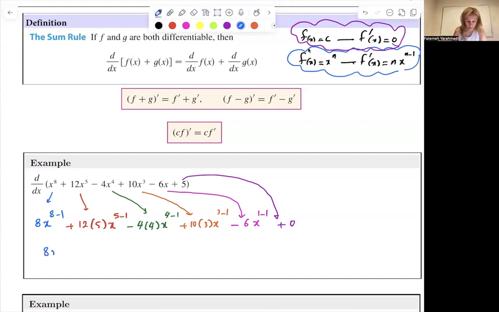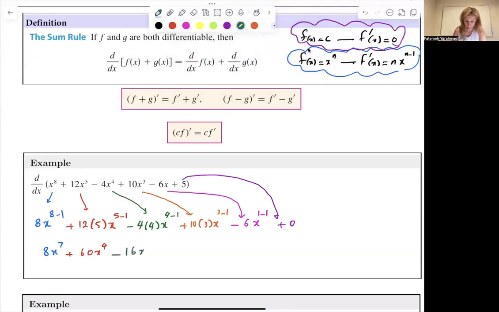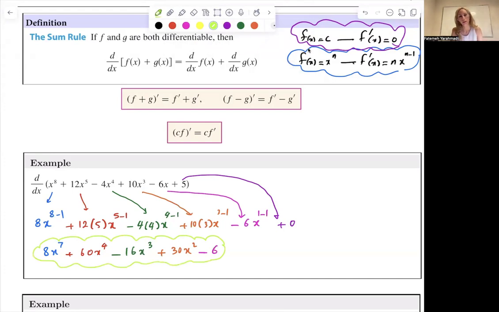You get 8x to power 7 plus 60x to power 4 minus 16x to power 3 plus 30x squared minus 6. And that's it. So this is the final answer. This is what we're looking for. It's a combination of addition, subtraction of different functions, and as simple as that, you take the derivative.